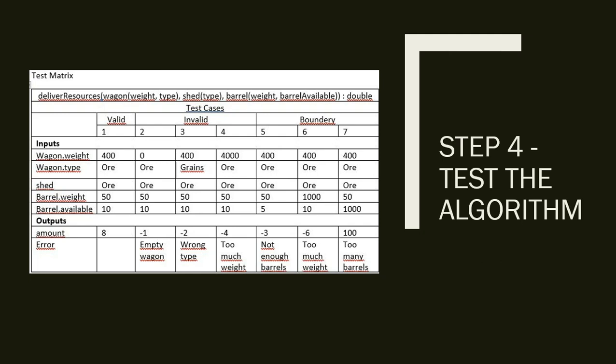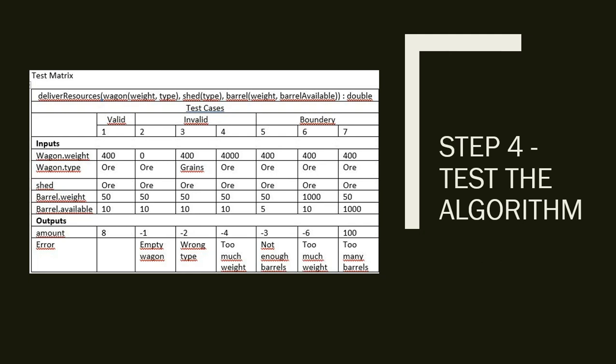Same thing goes for the shed and the barrel weight and the barrel available, and the output will actually give us the summary of the mathematical calculation between the barrel weights and the wagon weight. So when the input 50 is divided by 400, the actual output amount becomes equal to 8. And that is that for step 4.